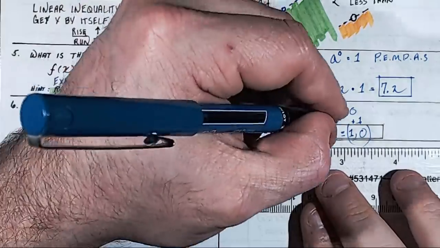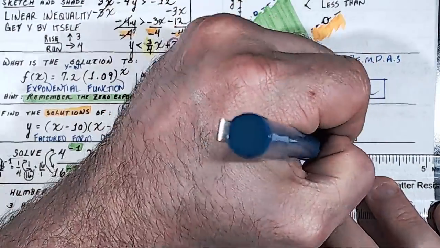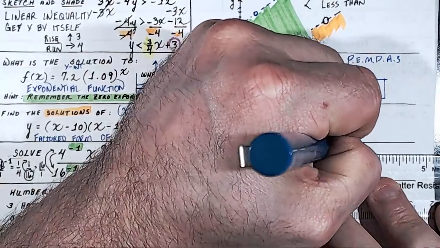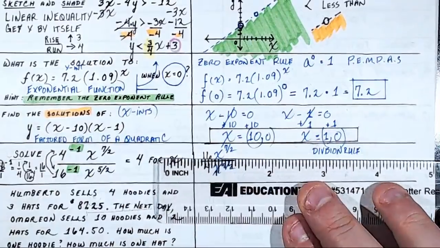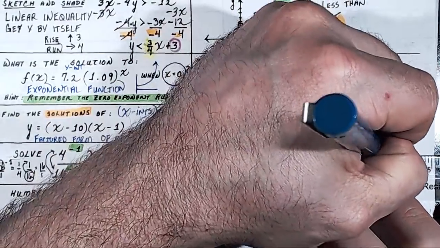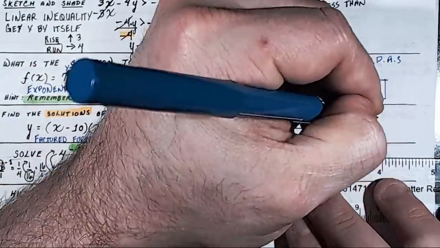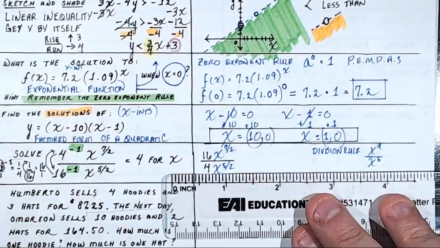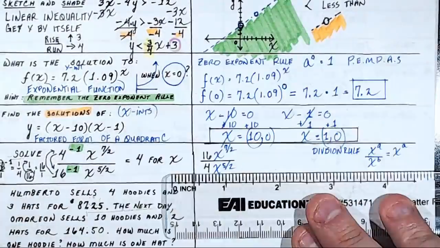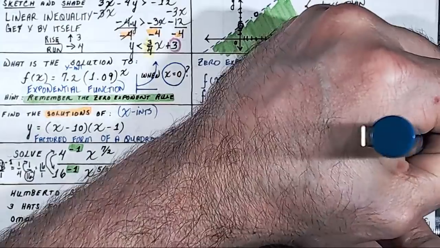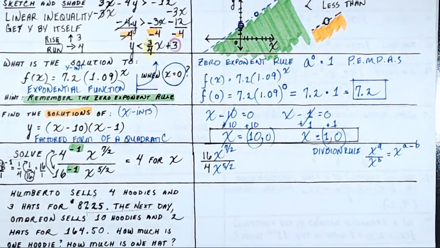The division rule for exponents, I'll write it over here: the division rule is x to the a, just x raised to some number, over x to the b equals x to the a minus b. So let's keep that in mind as we do this problem.